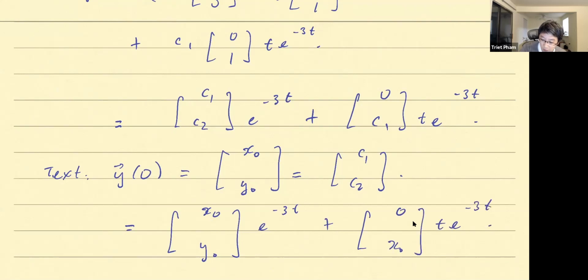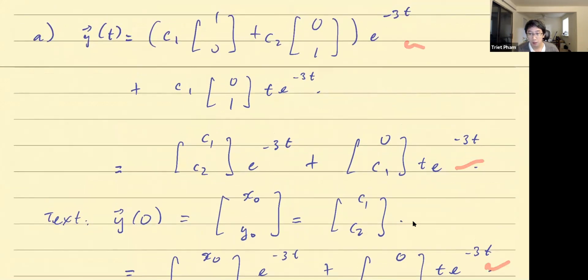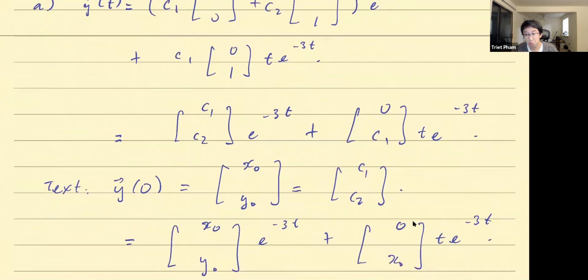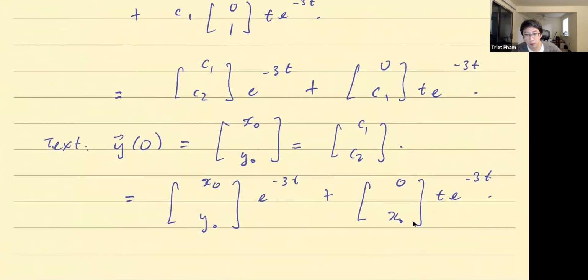And this possibly is the version that the book used. But for me, 1, 2, and 3 means one and the same thing. They all say the same information as far as general solution is concerned. Any question here? Yeah, as long as it's correct. I don't care which way.